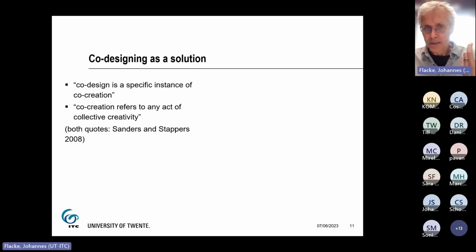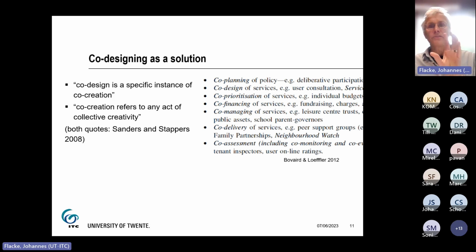And just because I see in the literature nowadays all this co-design, co-creation, and many more of these terms, I just very quickly show here this paper from Beauvoir and Loeffler, where they distinguish co-planning, co-design. It's a bit of a fashion nowadays, and I'm not very convinced it always has to be stressed like that, but don't be surprised when you come across it, and always try to look behind the scenes at what is meant with co-design and co-managing, and what distinguishes it from co-financing.